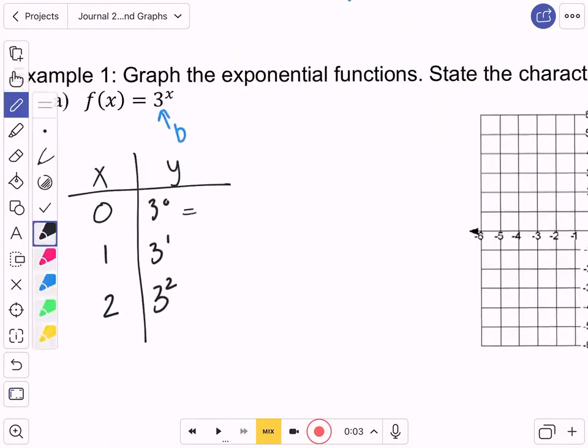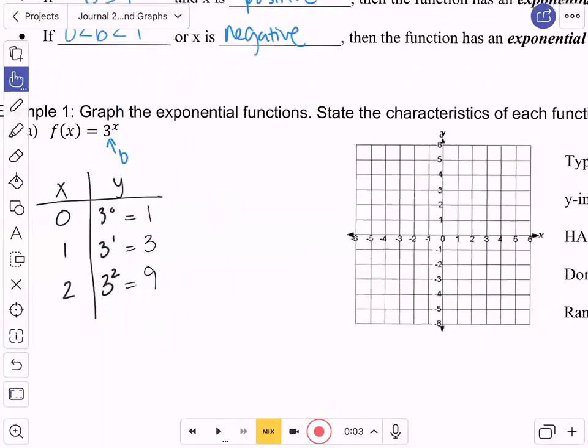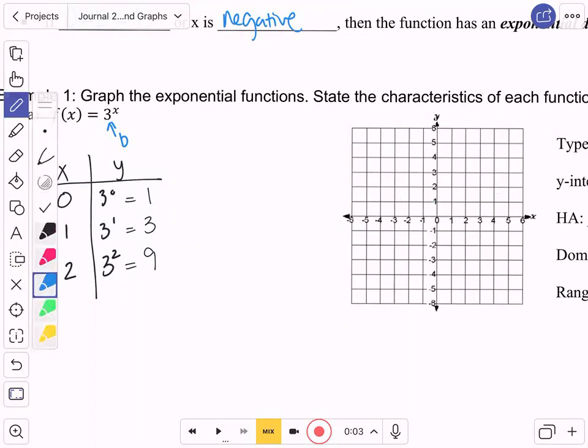3 to the 0 power is just 1. Anything to the 0 power is just 1. 3 to the first power is 3, and 3 to the second power is 9. So I have my x values and my y values now, and I'm ready to plot this on my graph. It's okay if you go off the grid a little bit. At x equals 0, it's at 1. At x equals 1, it's at 3. Oops, 3 is a little bit higher. There we go. And when x equals 2, it goes all the way to 9.